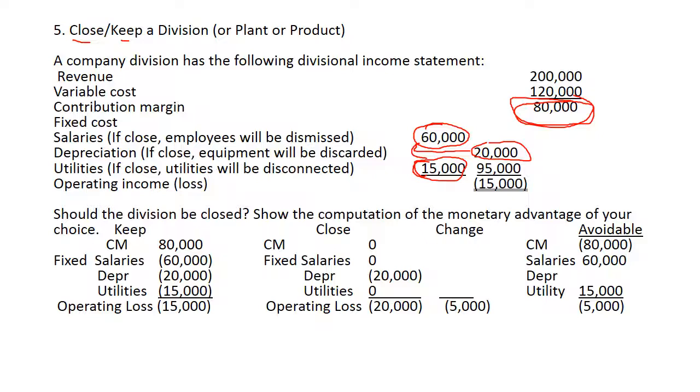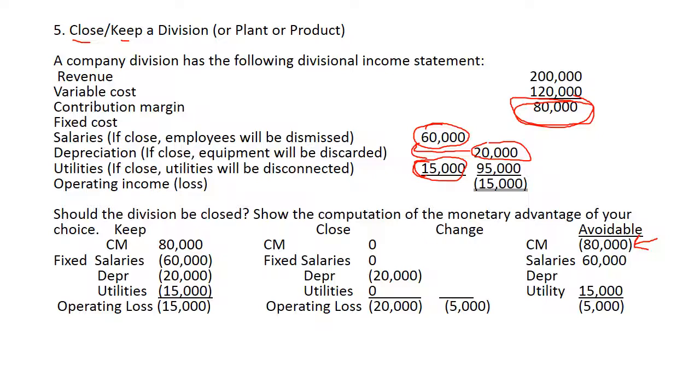So the way that he's dealing with it is he's saying avoidable. So he's going to record the contribution margin as a negative, and the costs that are avoidable, the costs that would go away if this were to be gotten rid of, are the salaries and the utilities.